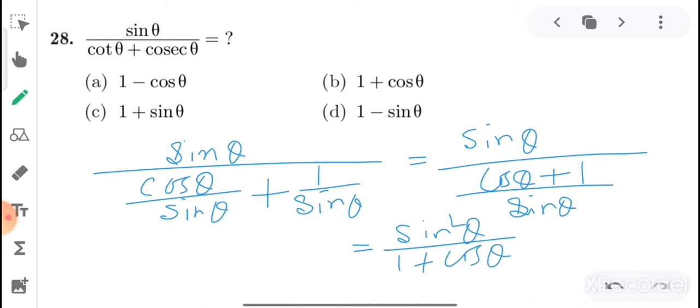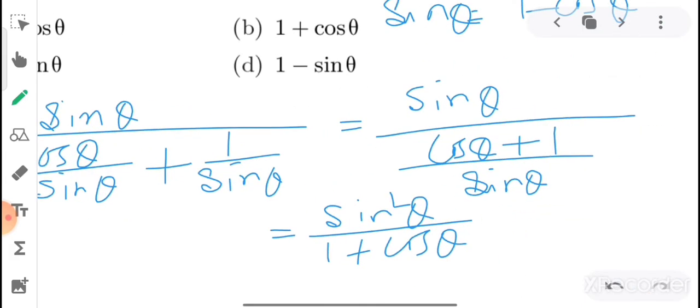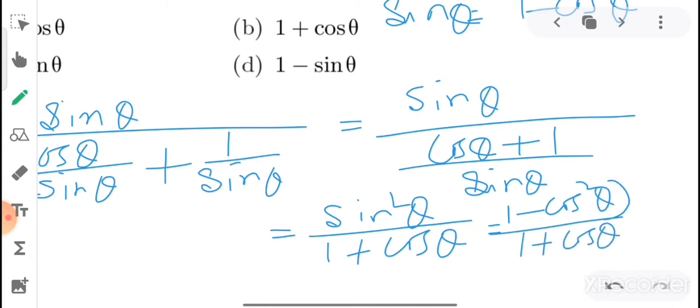If we take sin square theta plus cos square theta equal to 1, then sin square theta will be 1 minus cos square theta. We can write sin square theta is equal to 1 minus cos square theta. If we put this, then 1 minus cos square theta by 1 plus cos theta.